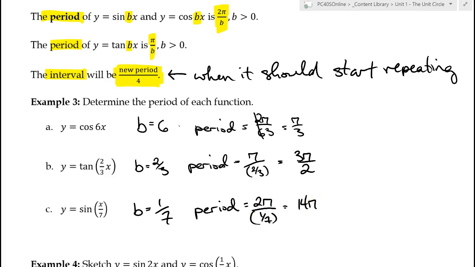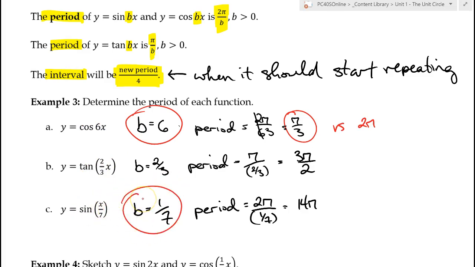So something that you might have noticed as you were playing on Desmos is that a larger value for b means a smaller period versus the 2 pi that we'd be dealing with usually for cosine. Same thing, we see that for sine. A b value that's between 0 and 1 resulted in a much bigger period, compared to 2 pi.